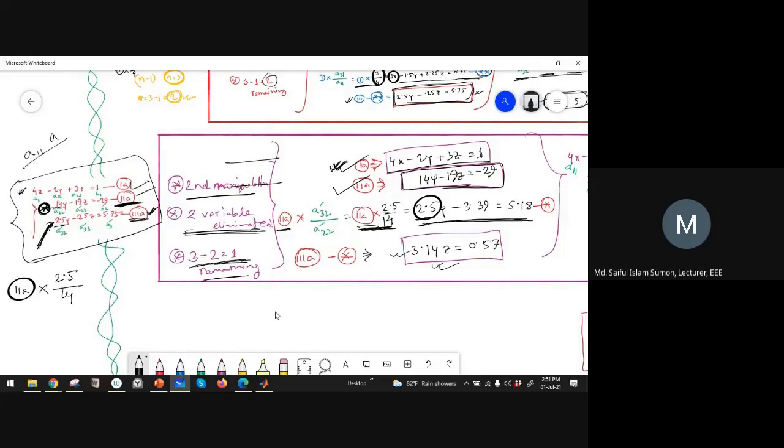Now if I subtract this from 3a, then ultimately my y will be removed, and something like this will be obtained, where only one variable, z, will be available. Are you okay with this? Yes, sir. Okay, now let's see.